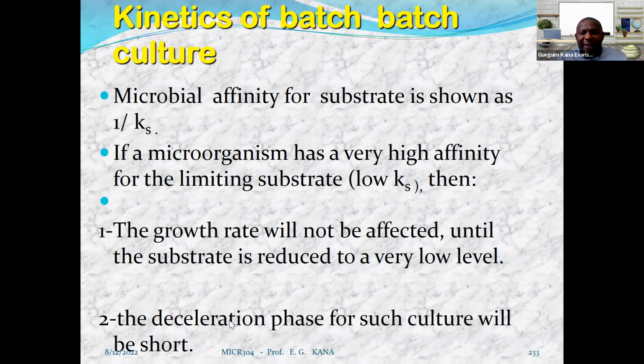In the same group, the deceleration phase of such culture will be very short, right? I would like to underline these two observations. If a microorganism has a very high affinity for the limiting substrate, in bracket low Ks. Why low Ks? Because affinity is 1/Ks, a reciprocal. The growth rate will not be affected until the substrate is reduced to a very low level. At the same time, the deceleration phase for such culture will be very short.